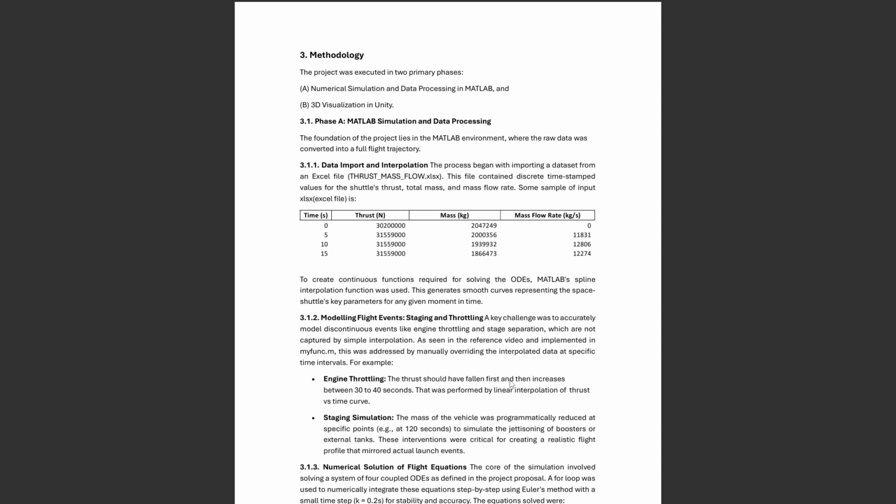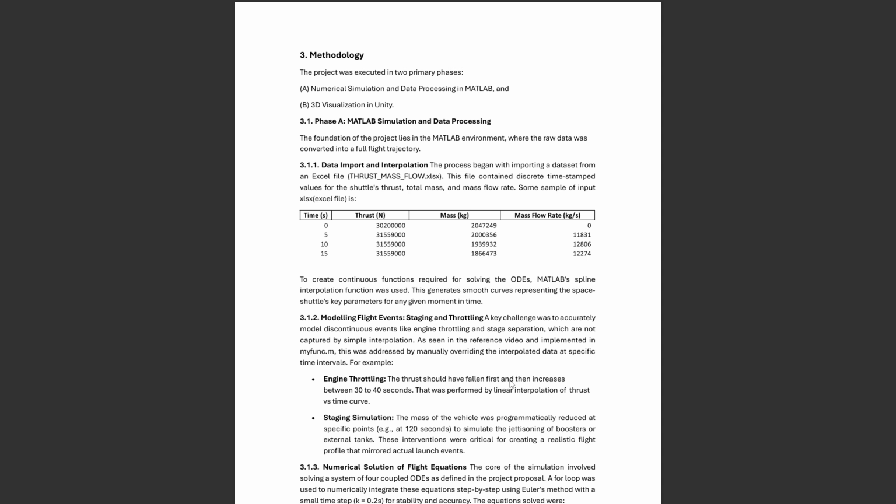In this project, we have aimed to transfer raw discrete data typically found in a spreadsheet into a continuous and physically accurate flight path. Our core objective was to render this calculated trajectory as a dynamic 3D animation within the Unity game engine. This project has basically two sections. The first section is the numerical solution and data processing in MATLAB, and the second part is the 3D visualization in Unity.